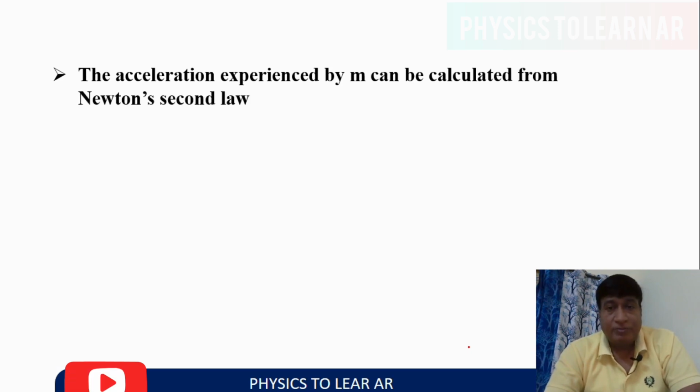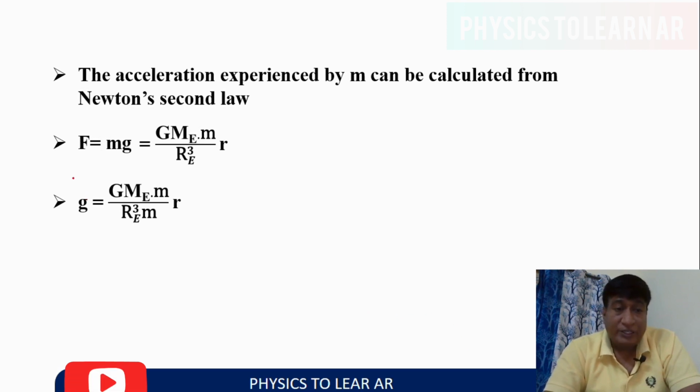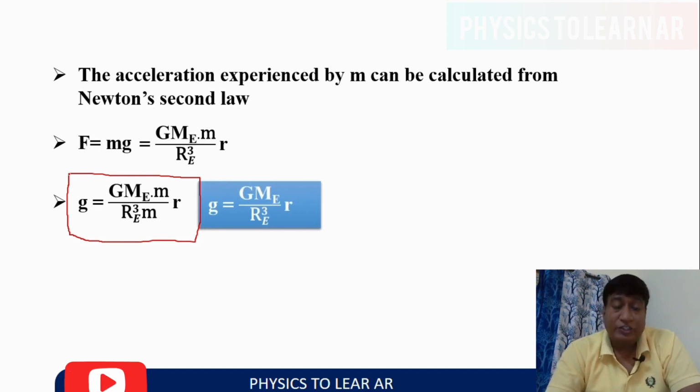The acceleration experienced by mass small m can be calculated from Newton's second law. From Newton's second law, F is equal to mg. So capital G into M suffix e into small m by Re cube into small r. With the help of this, small m gets cancelled. Finally we obtain small g, which we are going to use whenever depth is involved. This is the formula: capital G into Me by Re cube into small r. In terms of small r, this is the final value we get.